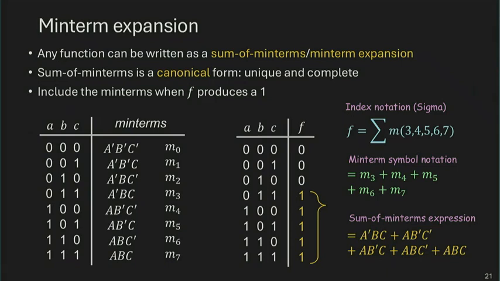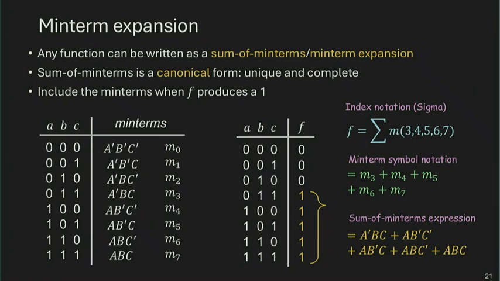And this is a canonical form. Canonical means the representation is unique and complete. You can represent any function using a minterm expansion, and there's only one unique representation. Whenever you have a 1, you have to specify that minterm number, say minterm number 3, and there's no alternative. You have a unique and complete representation, so it's called a canonical form.